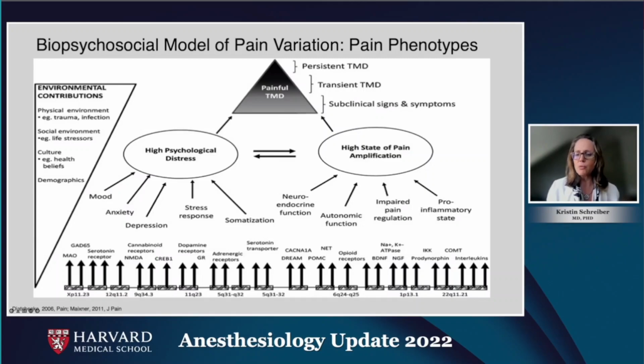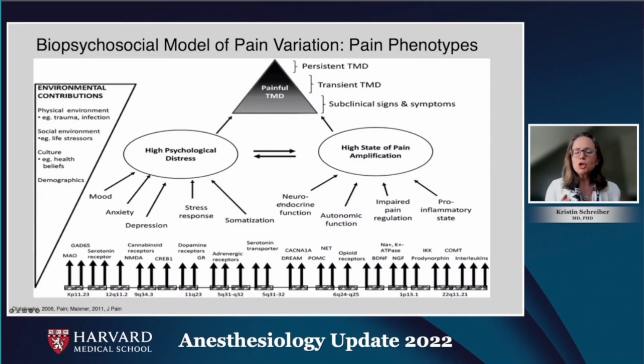This model really recognizes that biologic genetic expression is importantly shaped by the environment. That is, the interaction of genes here on the x-axis and the environment on the y-axis interact in real life to result in a phenotype, sort of at the intersection. And this diagram comes from Bill Maixner and Luda Diatchenko from some studies that they had been doing looking at factors that could predict the progression to a chronic pain state, in this case, temporomandibular disorder.